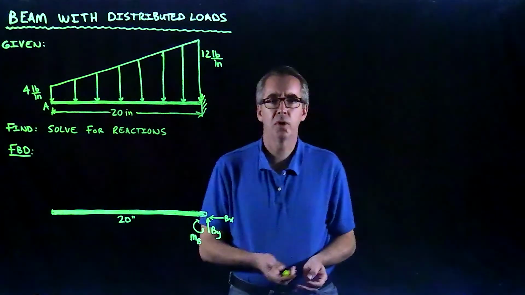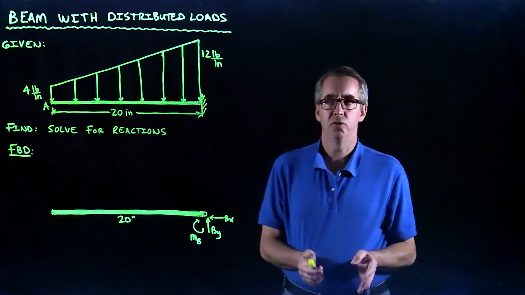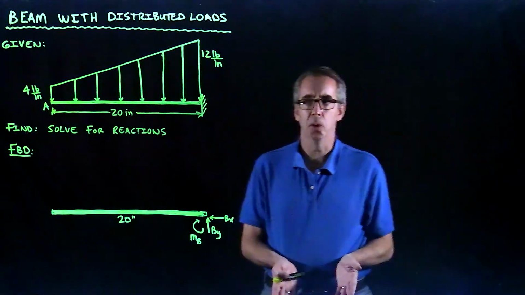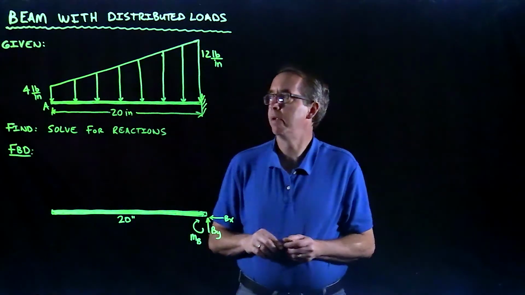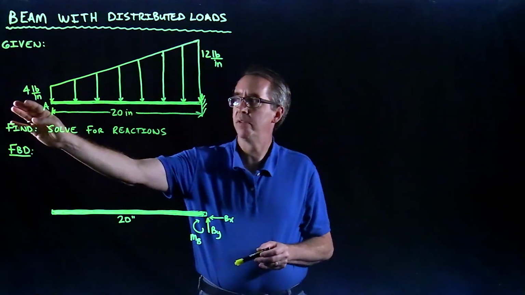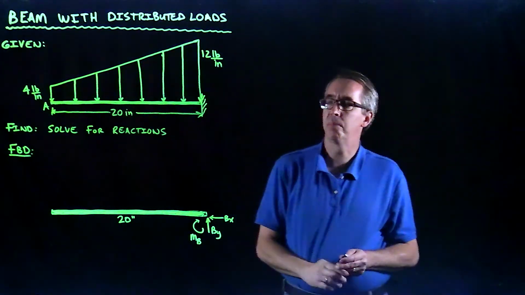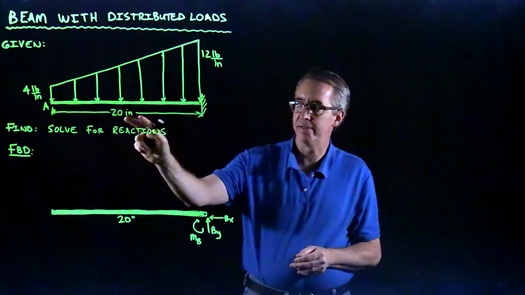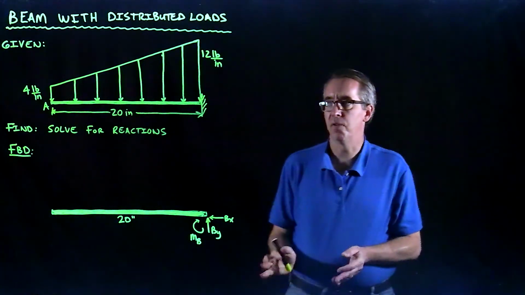In this example, we're going to work through a problem using an equilibrium approach in which we have a beam with a distributed load. The distributed load in this case is a varying load. At the minimum, we have 4 pounds per inch. Up here at the maximum, we have a weight of 12 pounds per inch. We have a beam, in this case, that's 20 inches long. And what we're trying to do in this example is solve for the reactions.